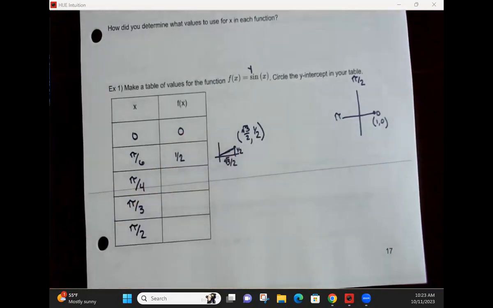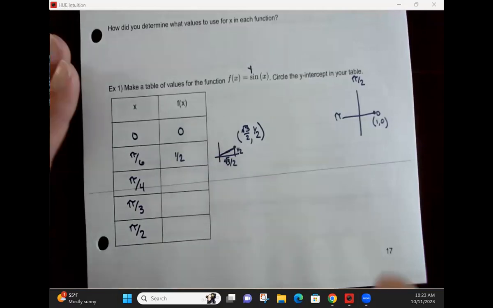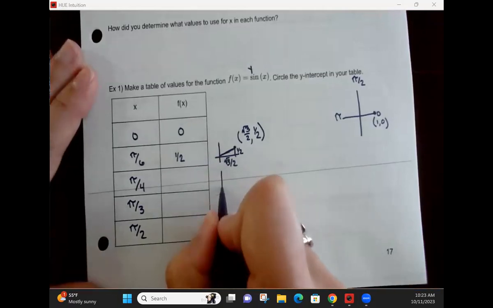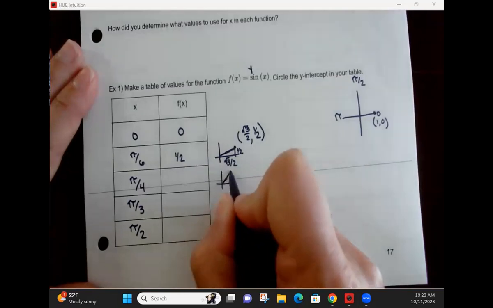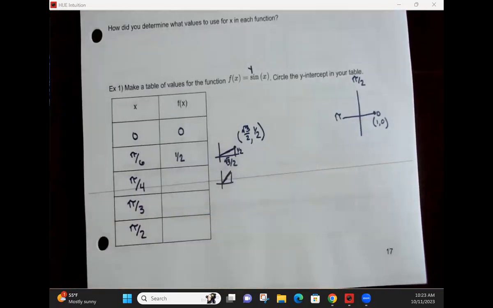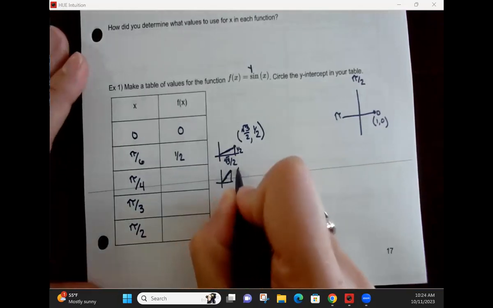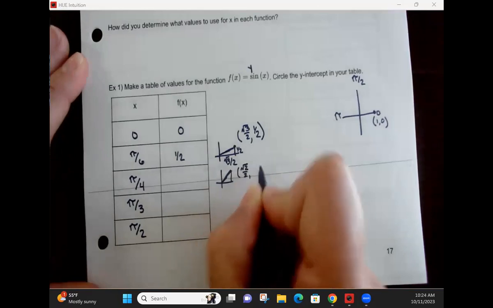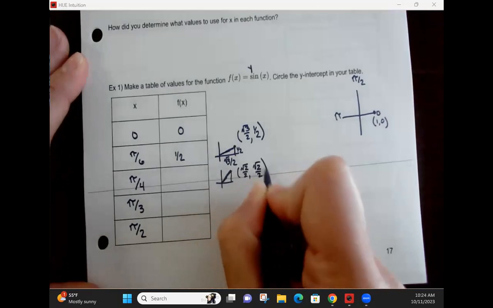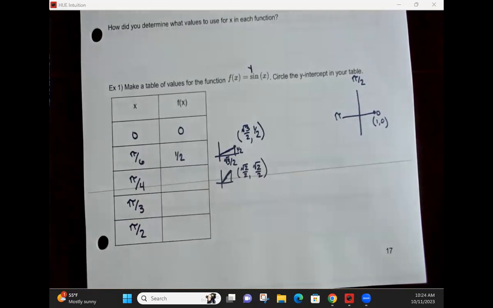Pi over 4, in my opinion, is the easiest of these sort of in between of these quadrant angles, because the x and the y coordinates are the same, right? Pi over 4 is the one that splits that quadrant in half. It's a 45-degree angle. The special right triangle legs are going to be the same. They are both √2/2. So this point is (√2/2, √2/2). So what's the y coordinate there? What's the sine value? √2/2.